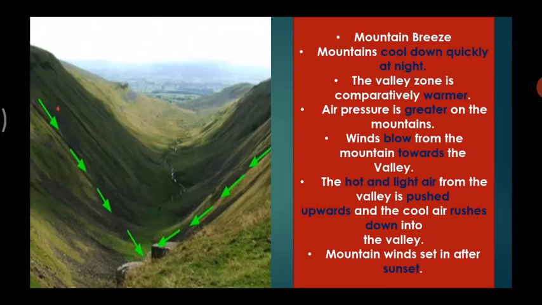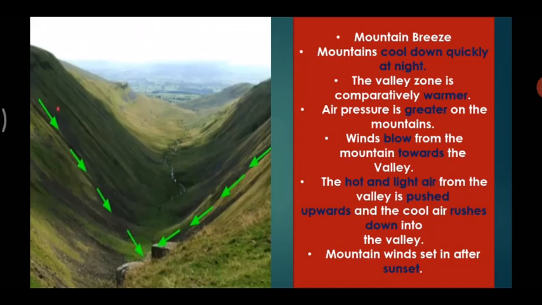So what happens to the air pressure here? Because the mountain tops are cooler, the temperature is low, so air pressure will be high at night at the mountain tops. So when the air pressure is high, how will the winds blow?